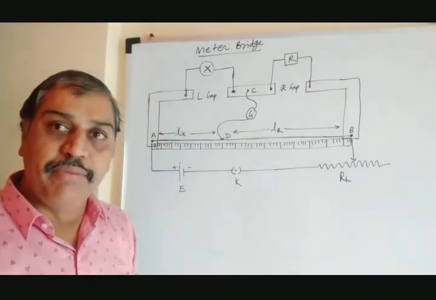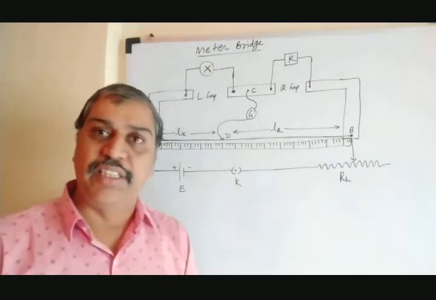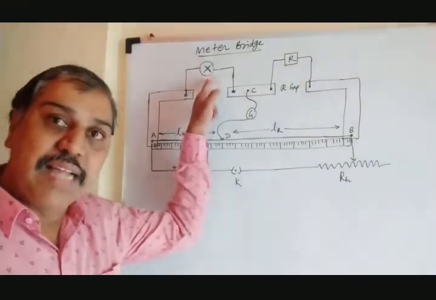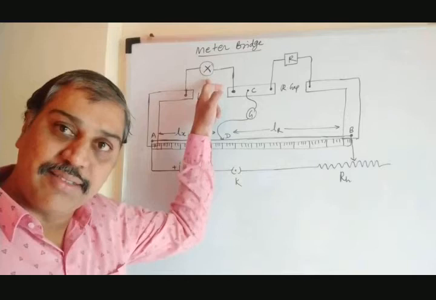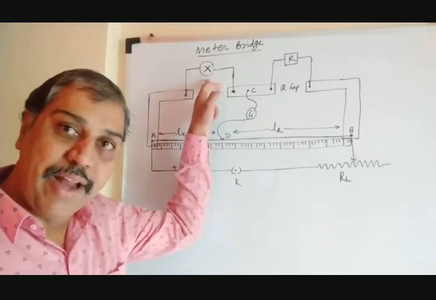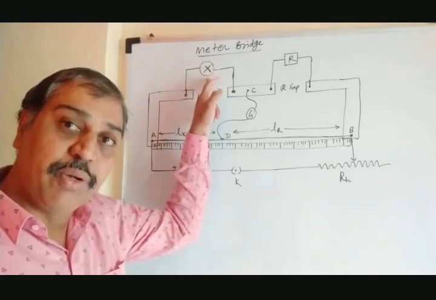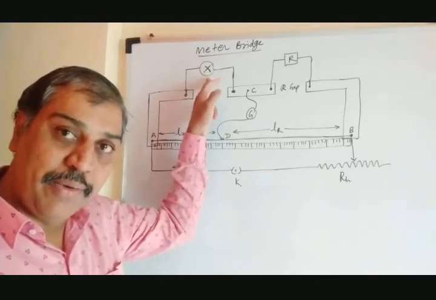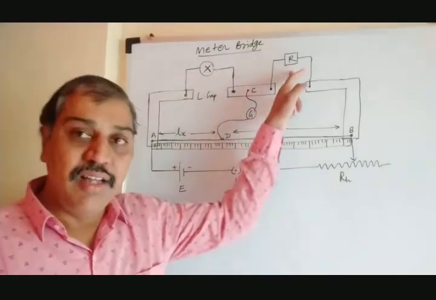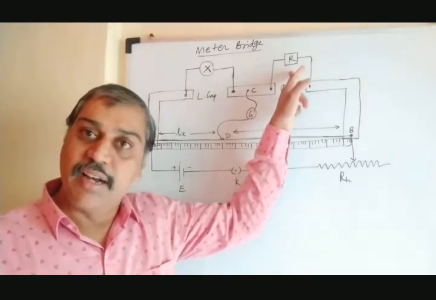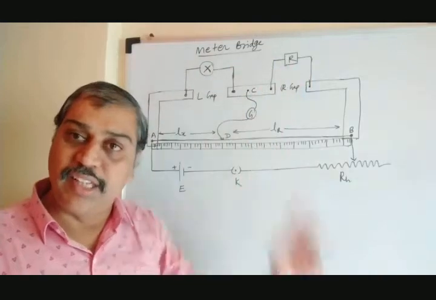Now see, in Wheatstone network, we have the 4 resistors. What are the 4 resistors? The first one is X. As its name is X, we know in mathematics, X is what we want to find the value of. So X is said to be the unknown resistance, which we want to determine. R is a resistance box. It is a known resistance. You can change the resistance box. These are the 2 resistances you can see.